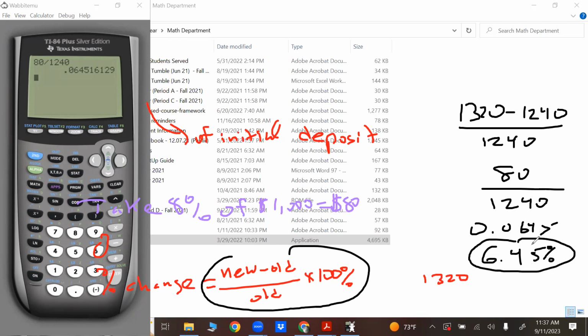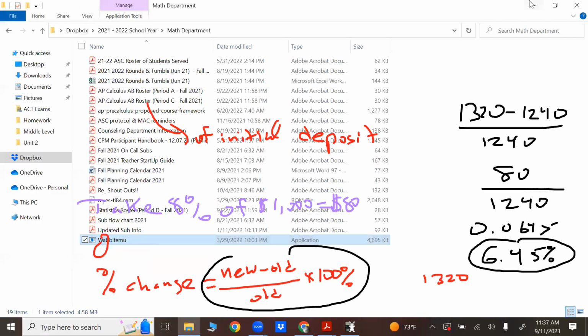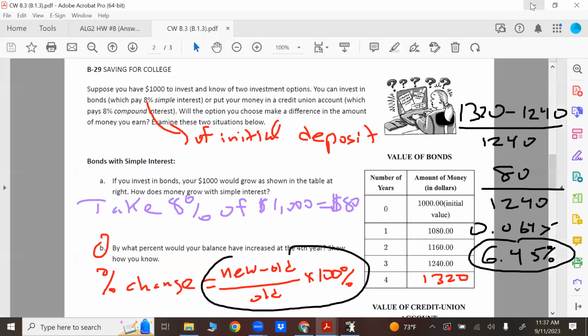So the percentage drops because you're not changing the increase. The increase stays the same, but the previous amount has increased. So the change is going to be a smaller percentage every time. So by what percent would your balance have increased in the 4th year? 6.45%. So you're getting $80 each year because it's 8% of the initial. That's what simple interest is. So sorry I messed that one up because I did compounding interest, which is my bad. I should have realized that. So that's what happens. Okay.